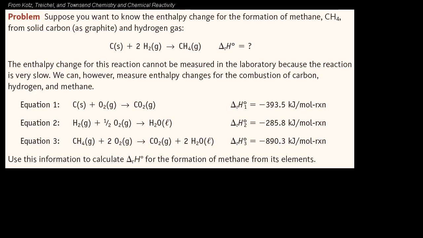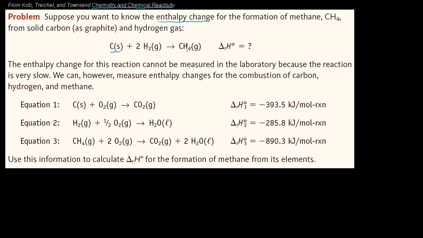This problem is from Chapter 5 of the Kotz, Treichel, and Townsend Chemistry and Chemical Reactivity textbook. So they tell us, suppose you want to know the enthalpy change, so the change in total energy, for the formation of methane, CH4, from solid carbon as graphite, that's right there, and hydrogen gas. So we want to figure out the enthalpy change of this reaction. How do we get methane?